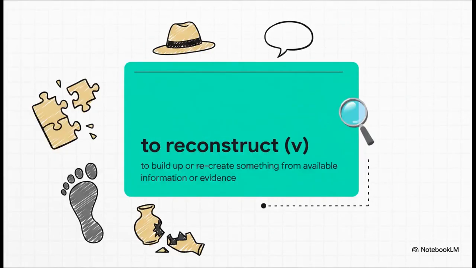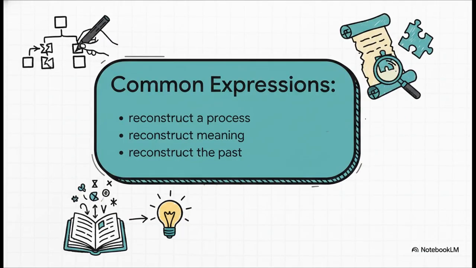Okay, next up. What if something is broken, or maybe it's completely gone and you have to piece it back together from clues? Well, then you reconstruct it. Just picture a detective showing up to a crime scene. They use all the little bits of evidence, footprints, clues, witness statements, to reconstruct what happened there. And listen, we don't just reconstruct physical things. You can reconstruct a process to figure out where it went wrong. A historian can reconstruct the past using old documents. You can even reconstruct the meaning from a really tough piece of text.